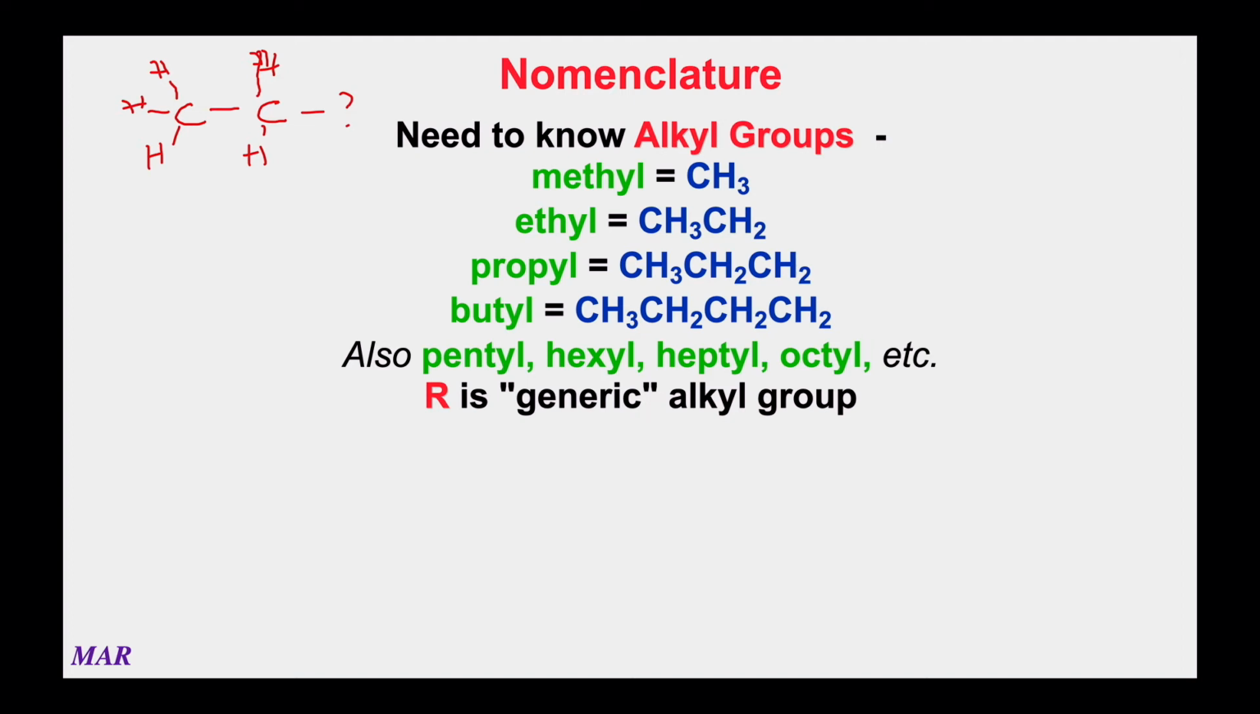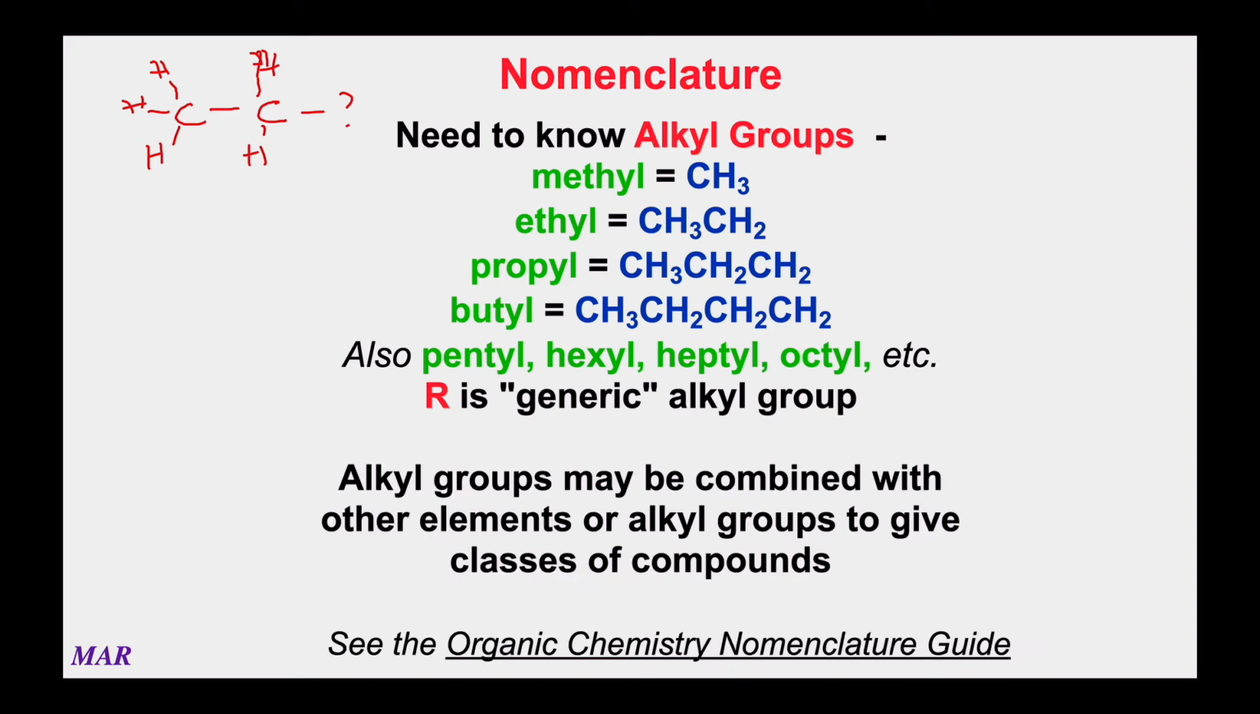We're going to see that using an R is a helpful term here. And R just means you have some generic alkyl group connected to it. So if you see a big R, it just means you could have a methyl group, you could have an ethyl group, all kinds of stuff. Alkyl groups may be combined with other elements or other alkyl groups to give classes of compounds. So we're going to see that organic chemistry is split into different types of compounds or classes, all right? The alkyl groups are the building block. So you could put 2 methyls together, for example, or you could put a methyl and an ethyl, or a propyl and a butyl, or anything like that. You could also combine them with hydrogen and chlorine and a whole bunch of different things.